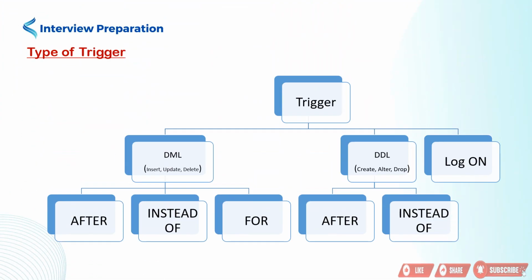Now, types of triggers. There are three types of triggers: DML, DDL and logon trigger. DML has three subtypes: after DML trigger, instead of, and for DML trigger. DDL has two subtypes: after DDL and instead of trigger.